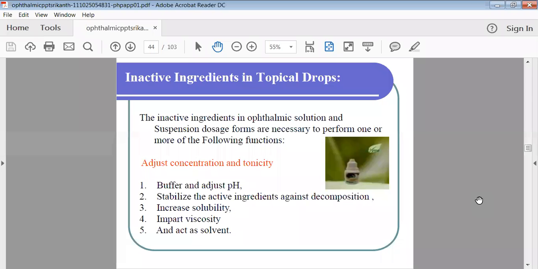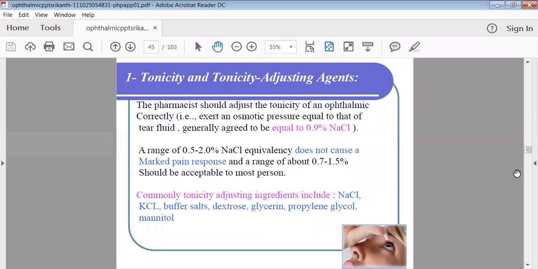So in topical eye drops, generally we are using a buffering agent, pH adjuster, stabilizer, solubilizing agents, then viscosity enhancer, and other materials like co-solvents as well as the main solvent. Now, what is the role of tonicity and tonicity adjusting agents?